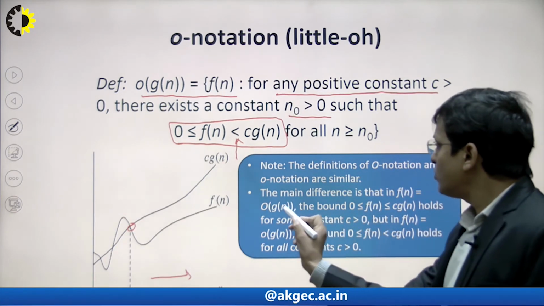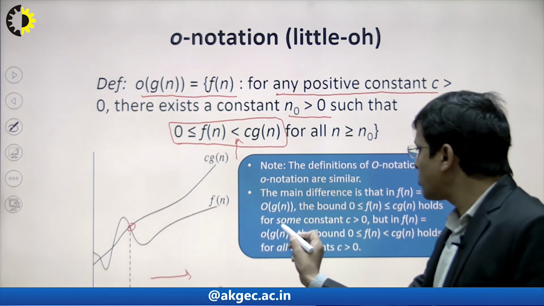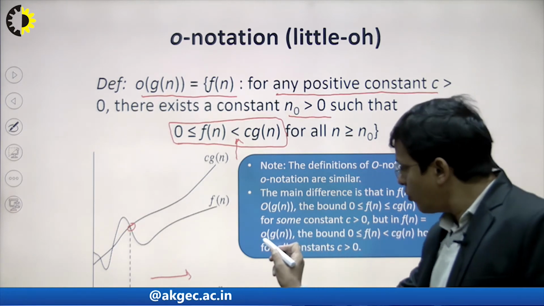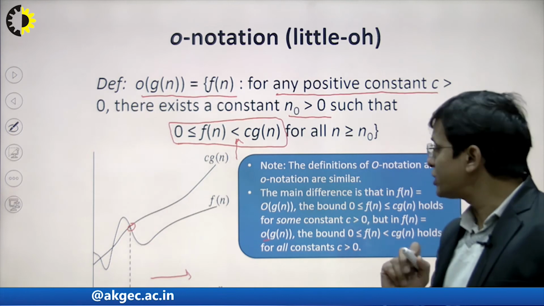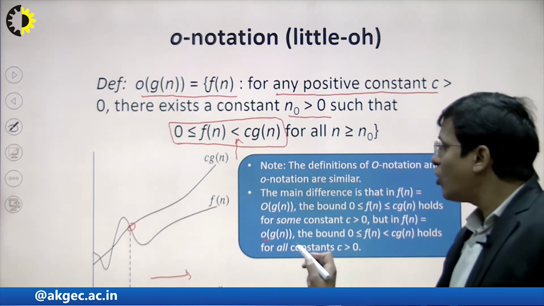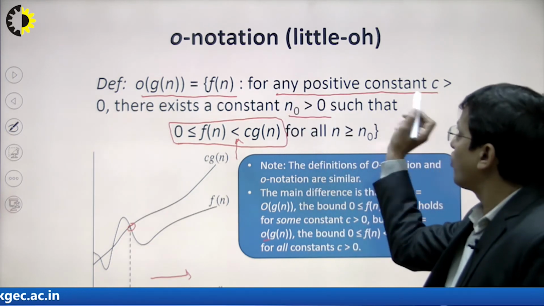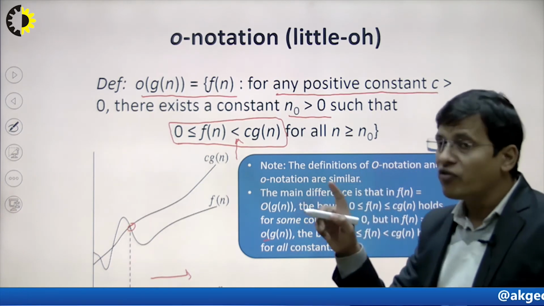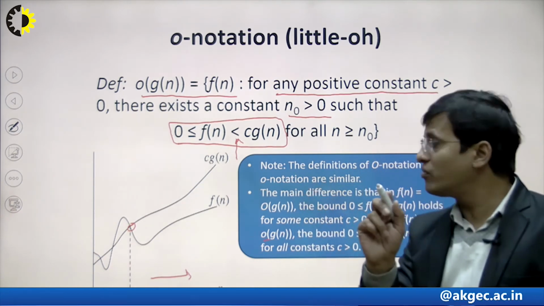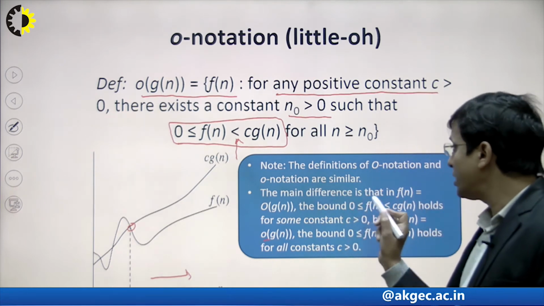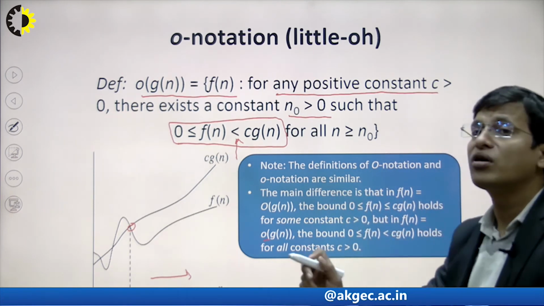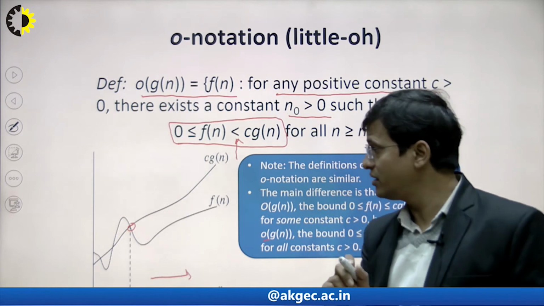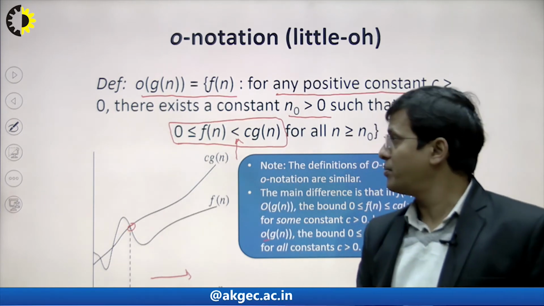So basically the big O notation holds for some constant, but the little o notation holds for any positive constant. So there is some restriction, right? Big O of n is for some number of inputs, some n values, and here it is for any values of n, right? So now all things are the same.